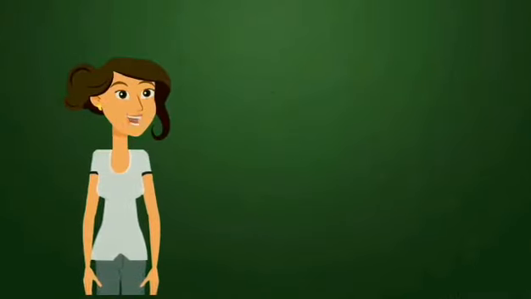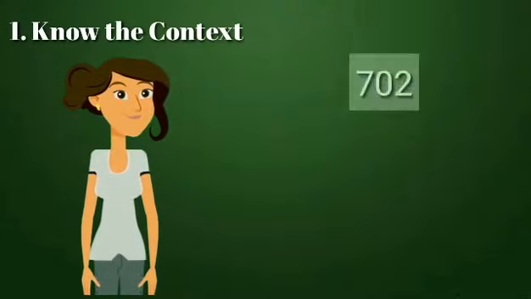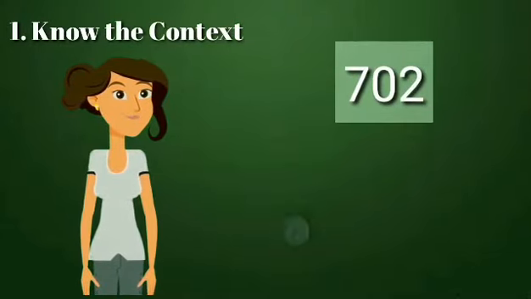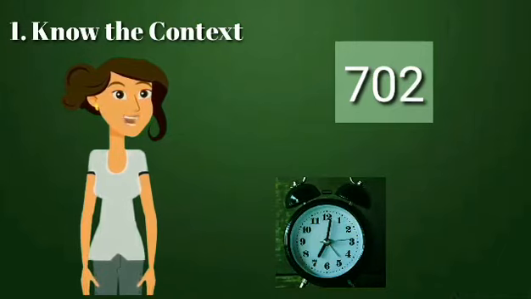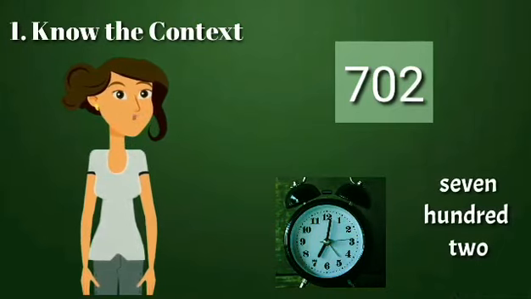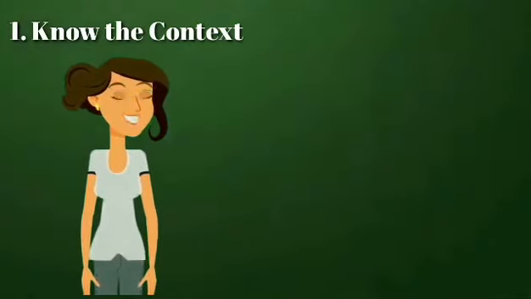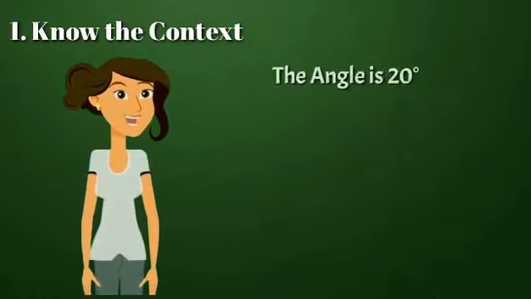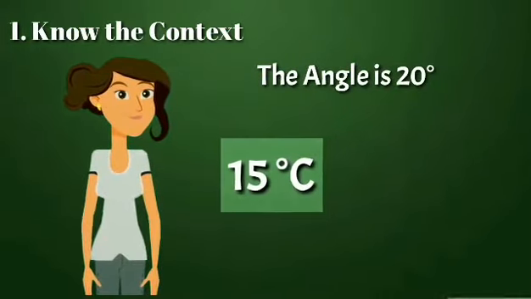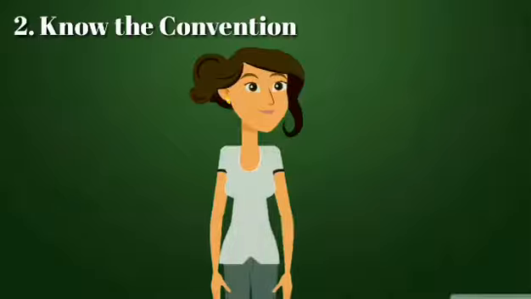There are many symbols in mathematics. First is knowing the context. 702 will be read as 7:02 in the context of time, and 702 if pertaining to a number. Another is the different usage of degrees in angle measure, temperature, and bearing. We should also know mathematical convention.